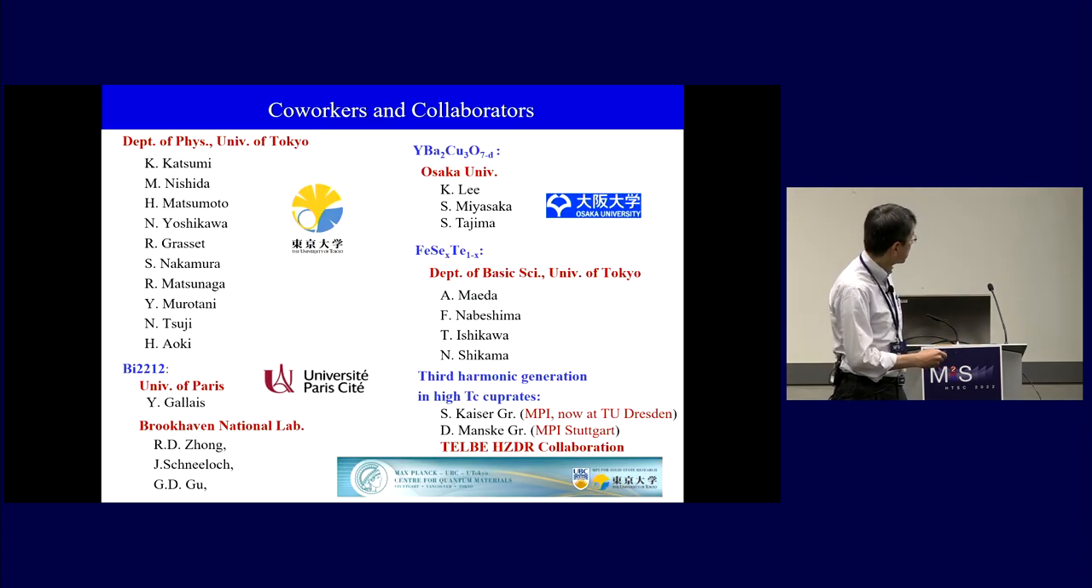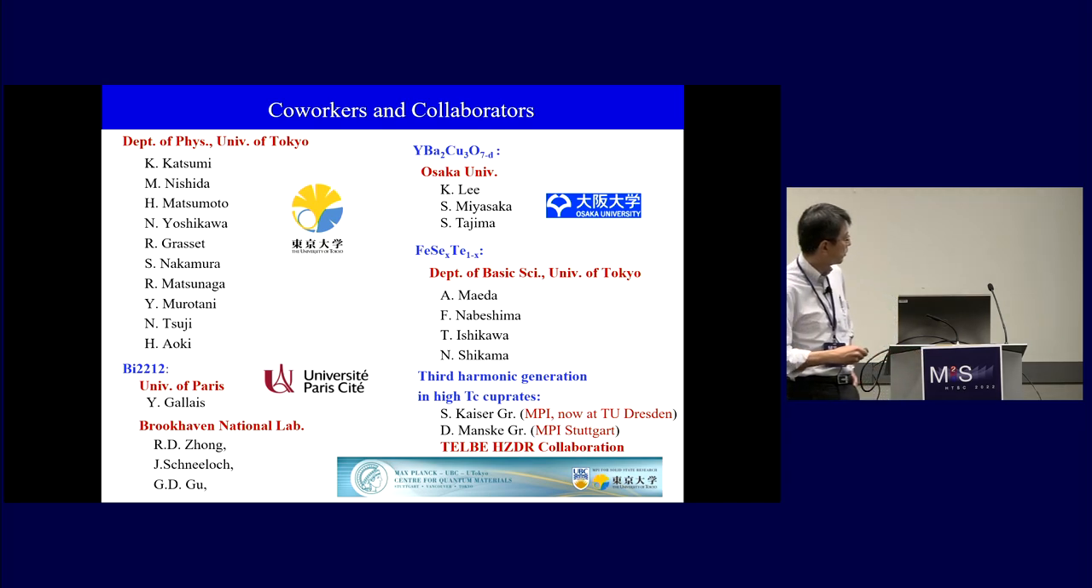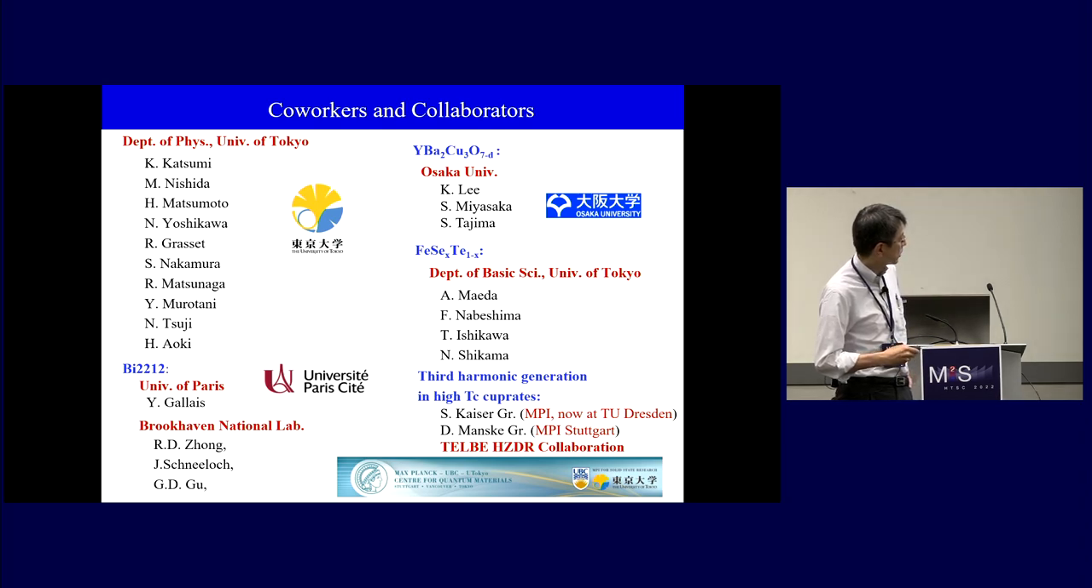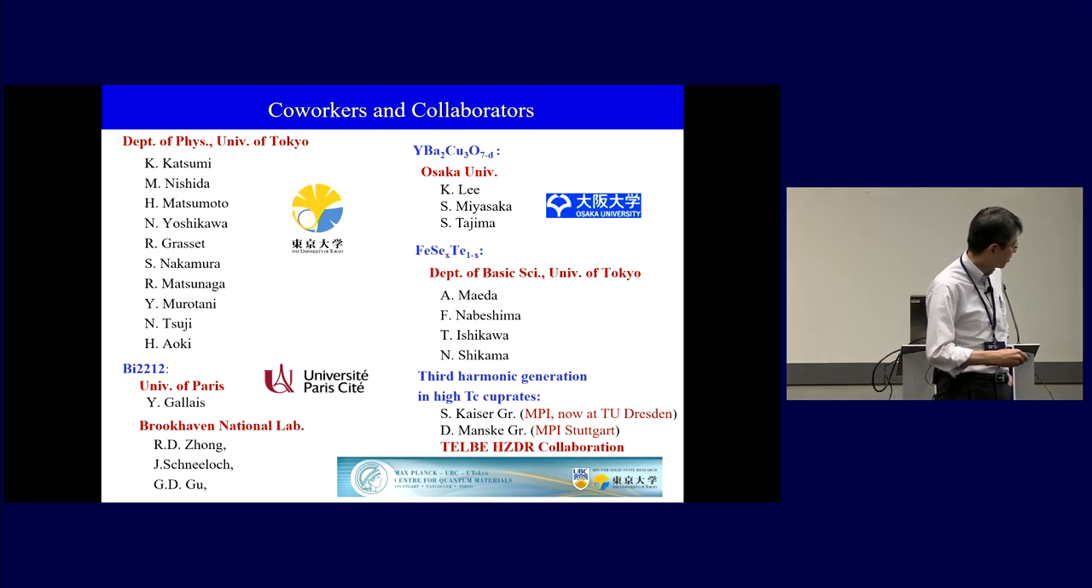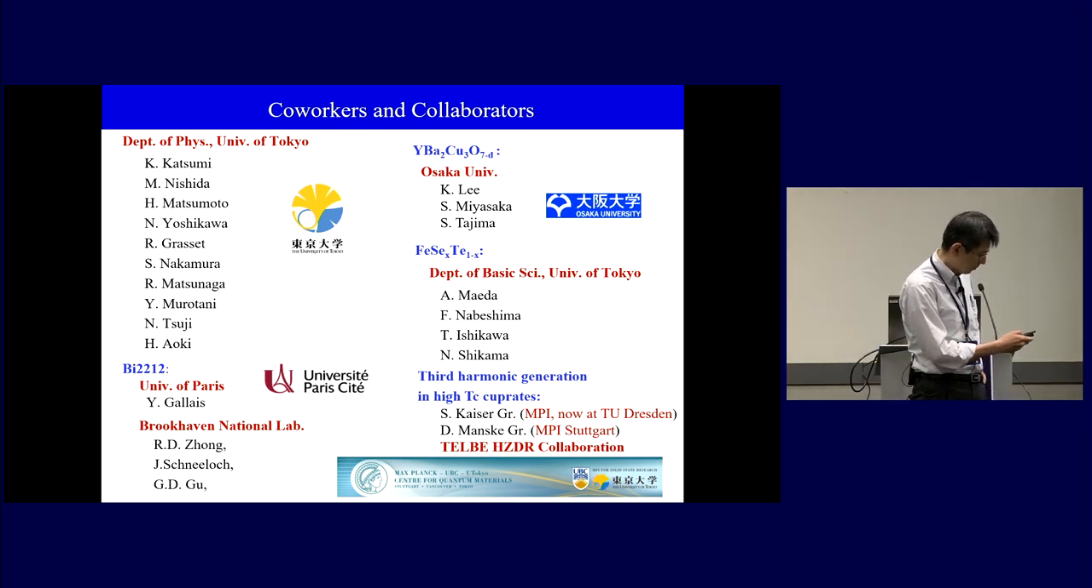Here are my collaborators, my group members, and I also thank Naoto Tsuji and Professor Aoki for theoretical collaboration. And we have many collaborators: Bismuth 2212 in the Yangari's group in Paris, YBCO with Setsuko Tajima's group in Osaka University, iron-based superconductor with Maeda group in the University of Tokyo. And also we have a collaboration with the Max Planck group, Stefan Kaiser and Duke Maske, and this Max Planck UBC Tokyo Center for Quantum Materials.